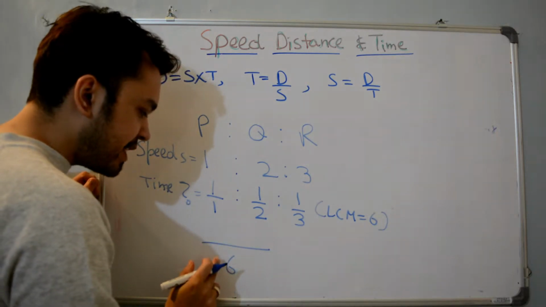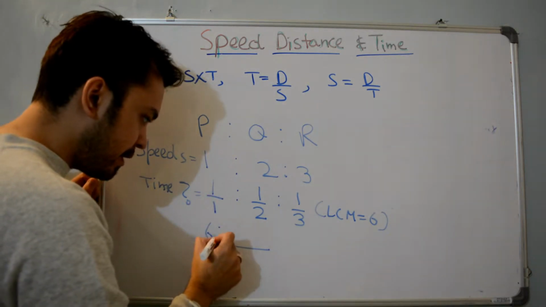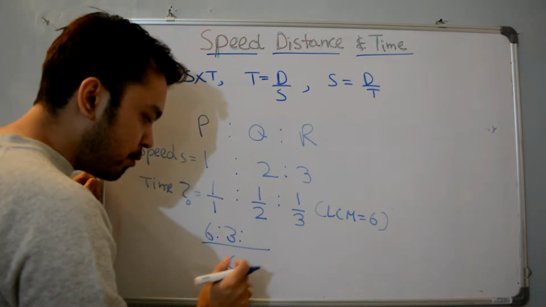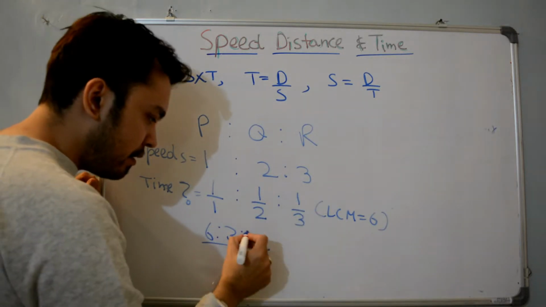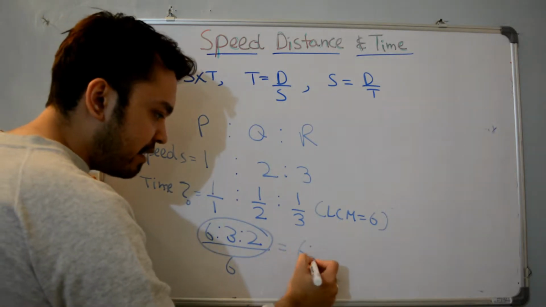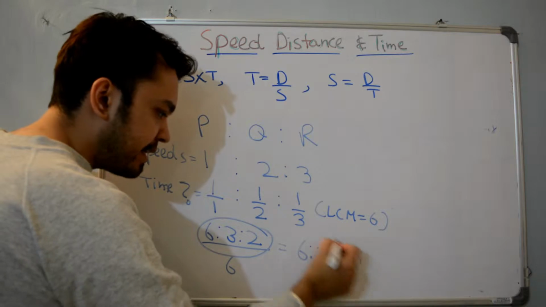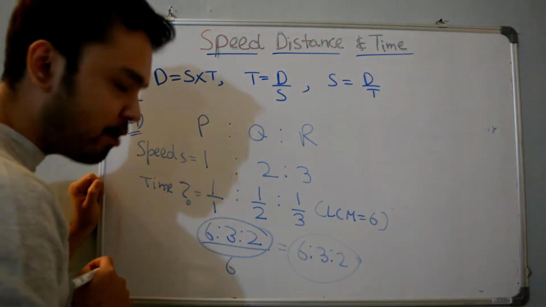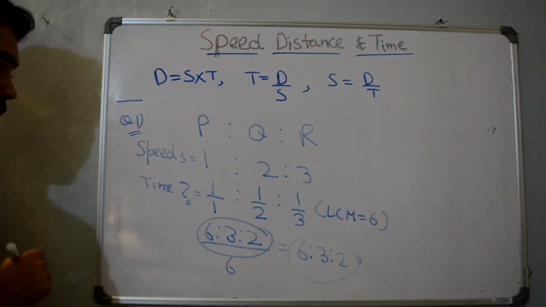1 into 6, 6 into 1. Similarly, 1 by 2 into 6 is 3, and 1 by 3 into 6 is 2. Right? So, this is my final ratio of their times taken, 6 ratio 3 ratio 2. Right? I hope it is clear to all of you. Now remember one thing.